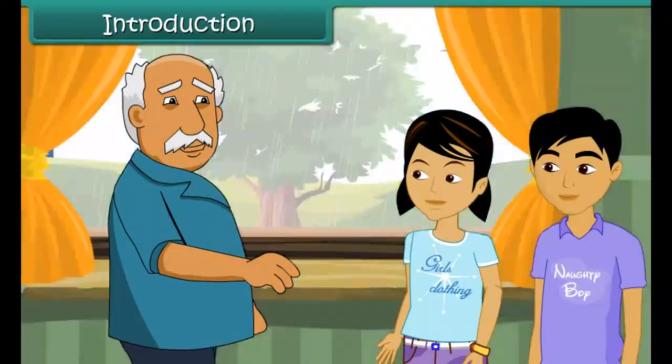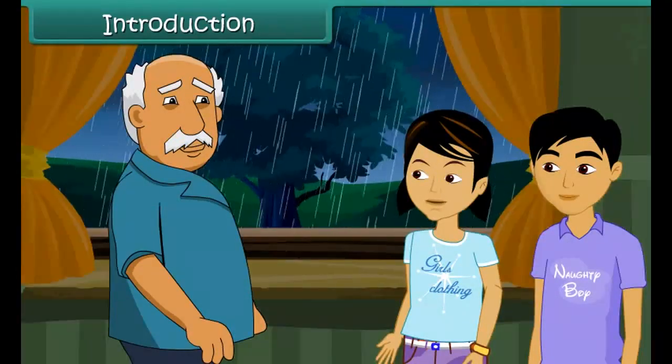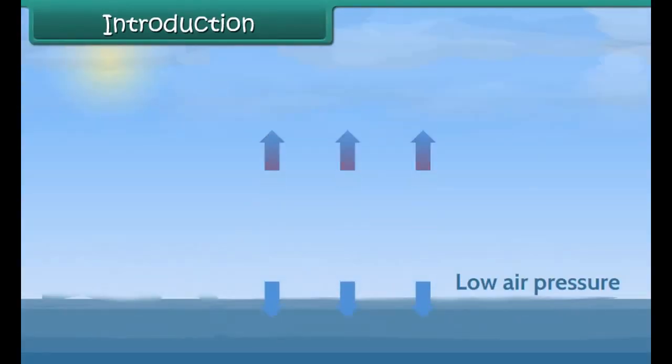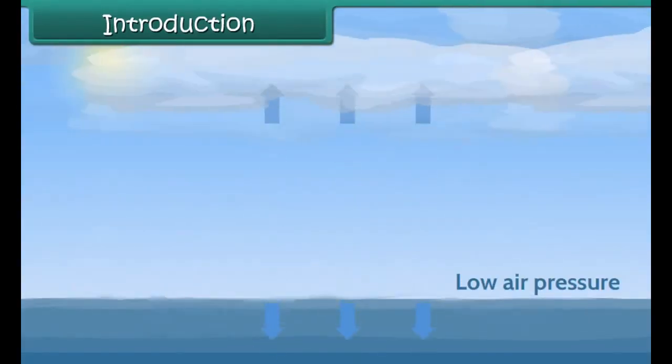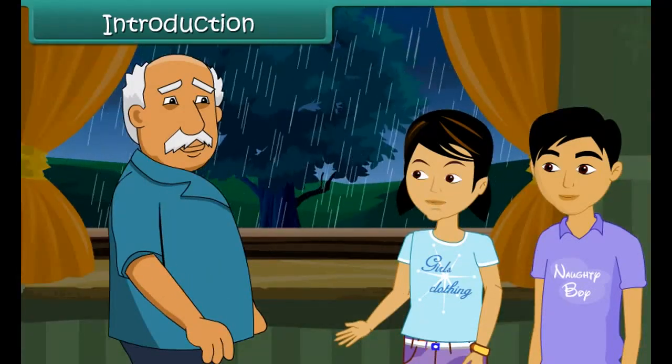Dear children, are you aware of the cyclones? No, Grandpa. What is it? Cyclones are basically storms which are generated in the ocean due to high speed winds and air pressure difference. Are they very dangerous to our life?